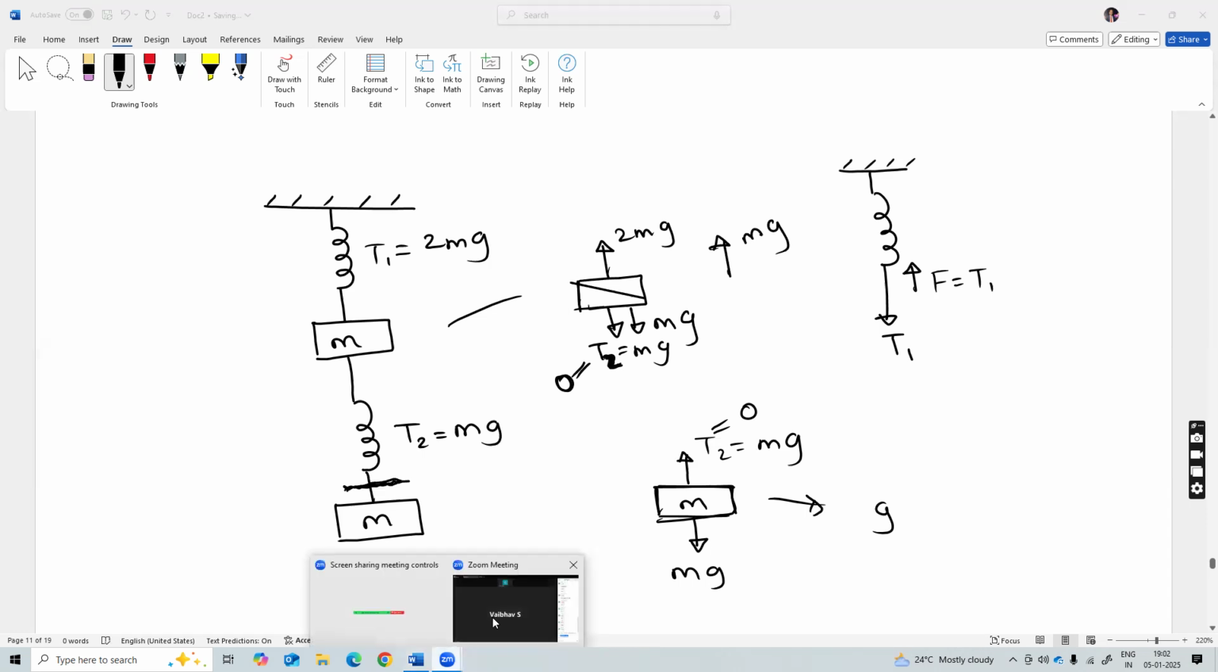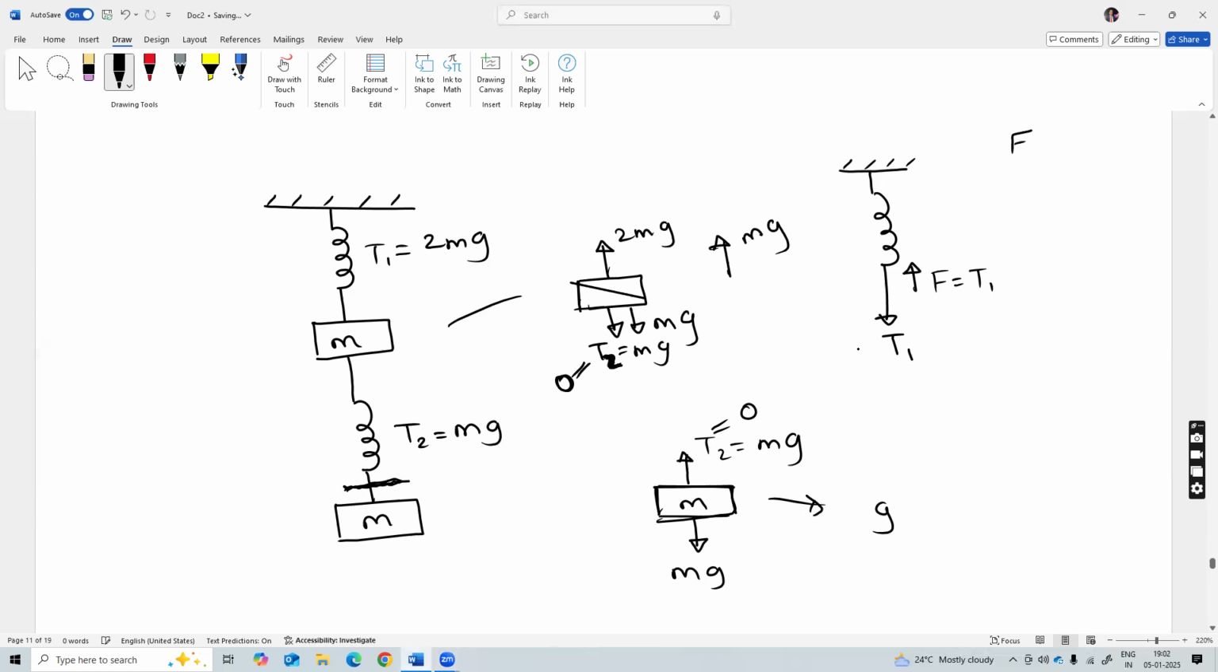At the moment you cut the spring, the net force mg will act in upward direction. And therefore, you know that force is equal to ma. Force is mg here, which is acting upward, equal to ma. So m will get cancelled. So acceleration will be equal to g, and it will act in upward direction. As soon as you cut the spring, there will be acceleration g acting upward on this mass. Is it clear now?